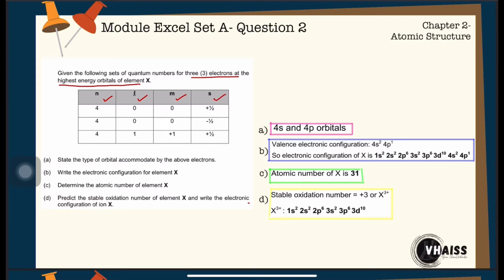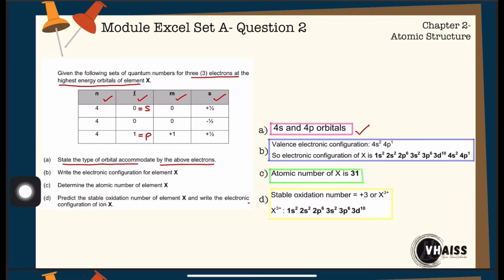Now let's look into question A. State the type of orbital accommodated by the above electron. In order to know the type of orbital, we should focus on the angular momentum quantum number, which indicates the type of orbital. So L value equals to 0 would be the s orbital and L value equals to 1 would be the p orbital. Thus, the type of orbital present for this set of quantum numbers would be the 4s and also the 4p orbitals.